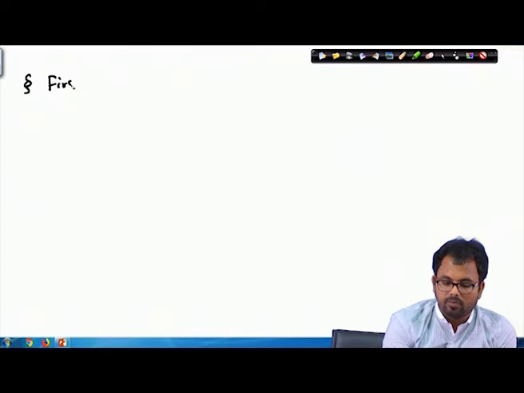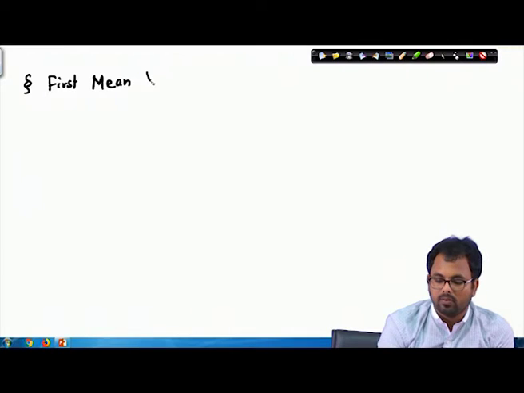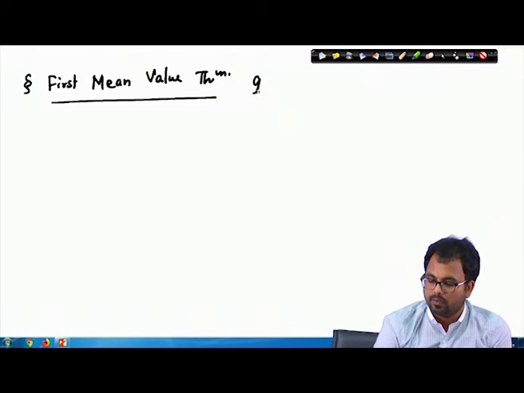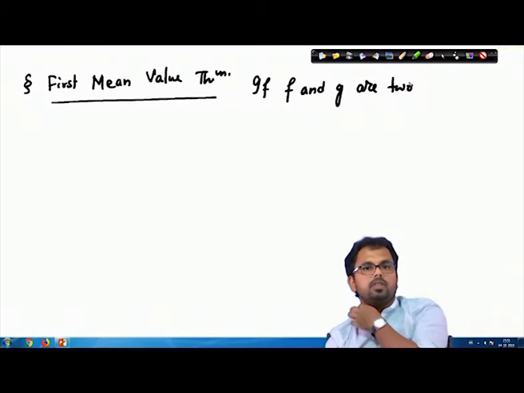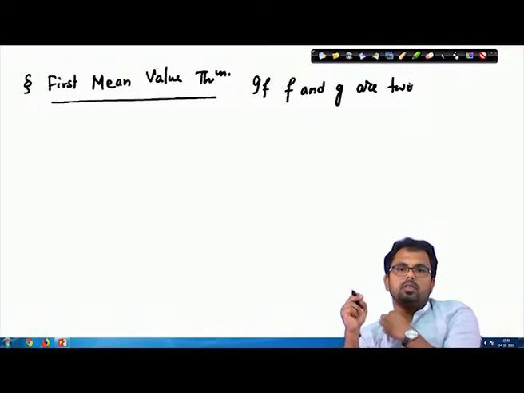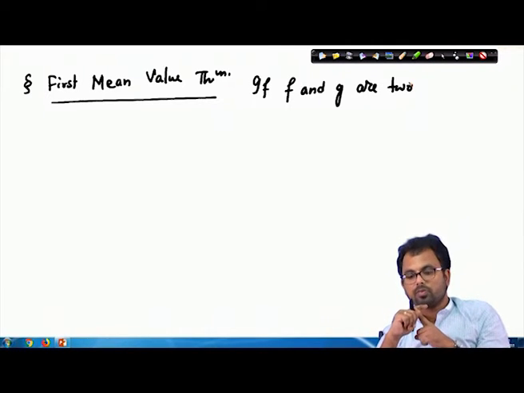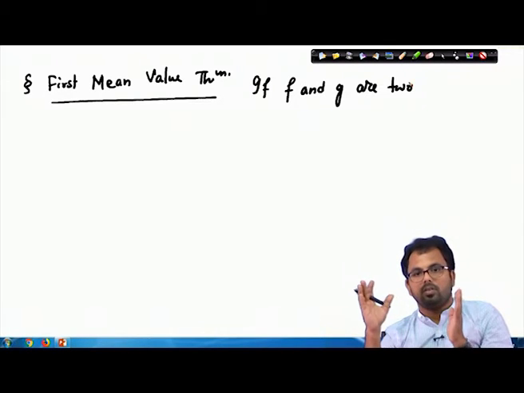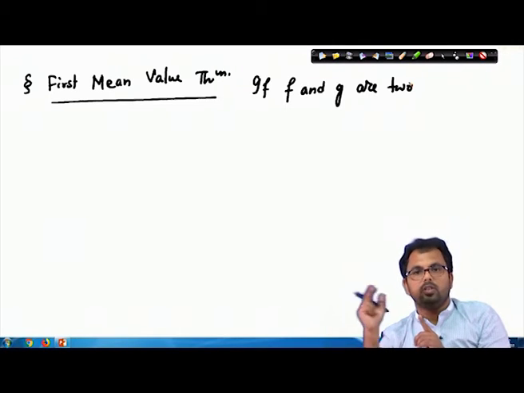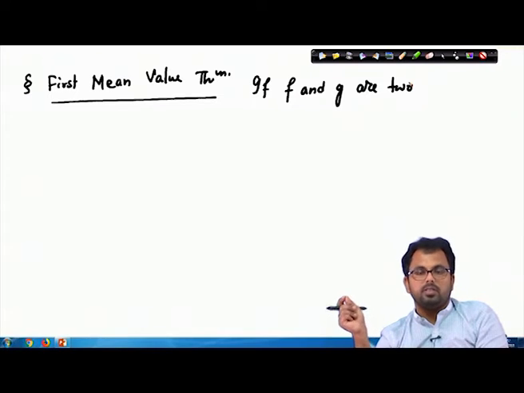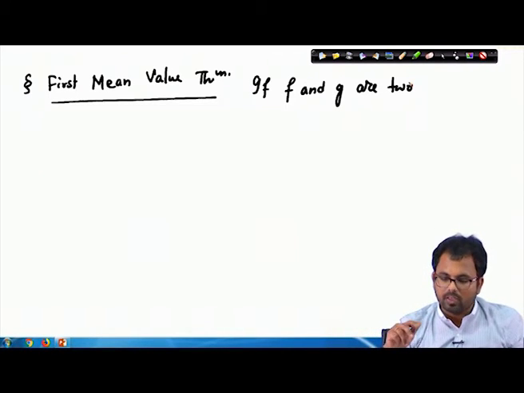So the first theorem which I'm talking about is the first mean value theorem. The first mean value theorem says that if f and g are, so it's more or less like the mean value theorem which we studied in differential calculus. In differential calculus you have a differentiable function on an open interval (a, b) which is continuous on the closed interval [a, b], then in that case you can find a point c in between the interval a to b such that f'(c) can be written as (f(b) minus f(a)) by (b minus a).